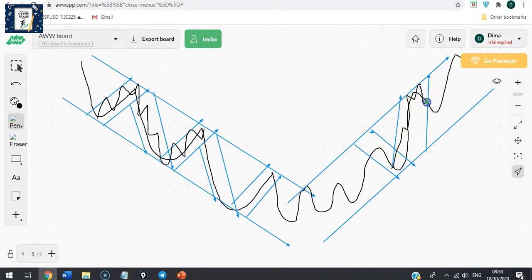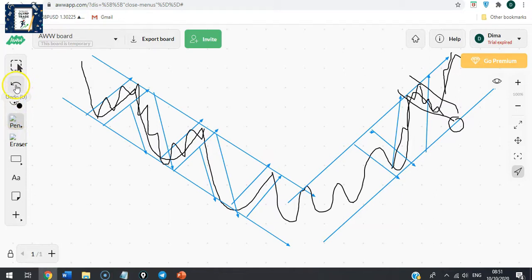Here we will have a smaller pullback, so a smaller trend within the structure before the market continues. It doesn't always pull back exactly to these channels, to these trend lines, so we need to bear that in mind as well. But we have a structure forming. So what does all this mean, and how can you use it to your advantage?